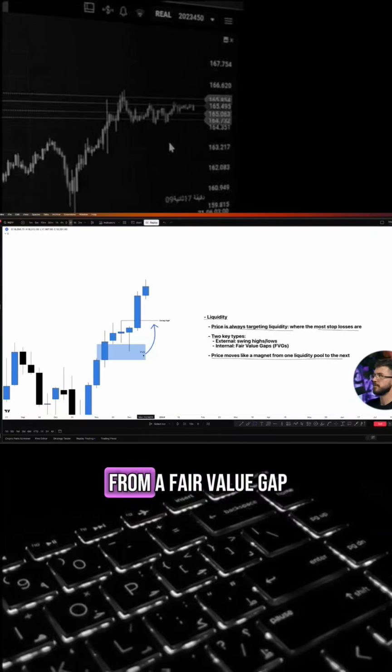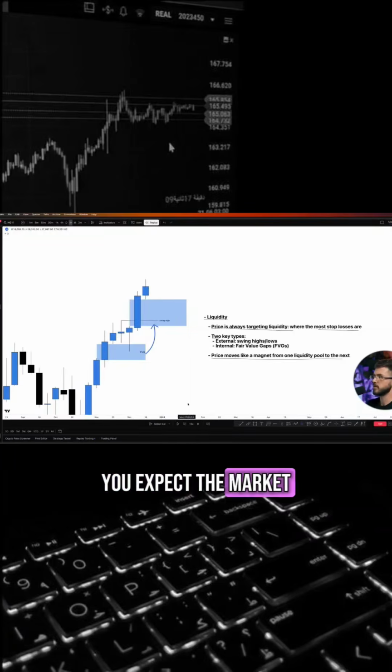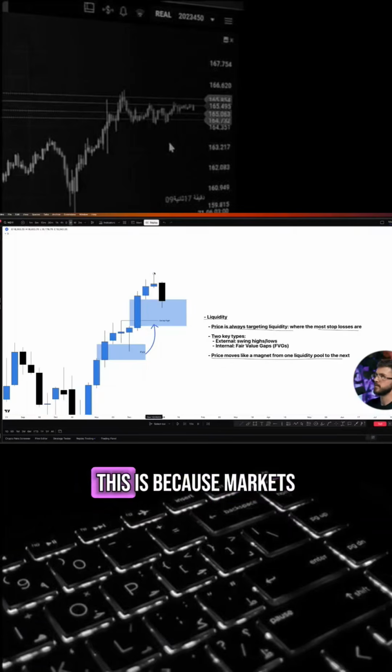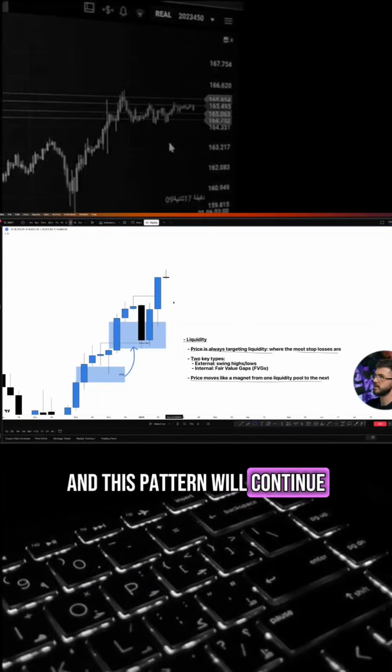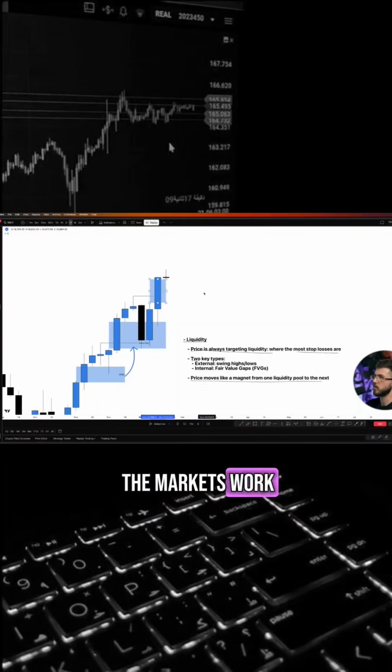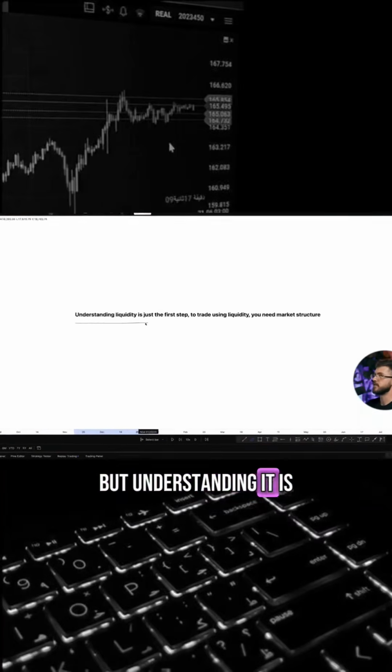Once price has moved from a fair value gap to a swing point, if we create a new fair value gap, you expect the market to trade back into it. And once it does, we expect it to trade back to the next swing point. This is because markets are always moving from one point of liquidity to the next. As you can see, the market moves up to this high, and this pattern will continue because this is how the markets work. Liquidity is powerful, but understanding it is just the first step.